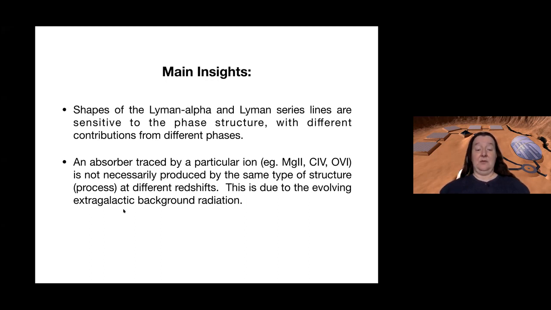The second point that I want to make at the end will be that if we are tracing absorbers by a particular ion, like magnesium-2 absorbers or carbon-4 absorbers, these are not produced by the same types of structures at different redshifts because of the evolving EBR. And so we really need to take this into account when making interpretations of things like changing covering factors.